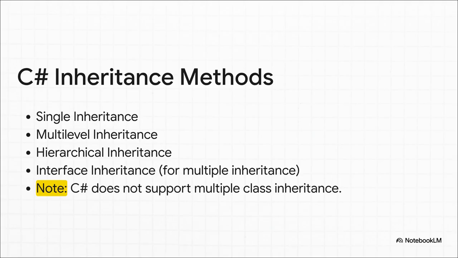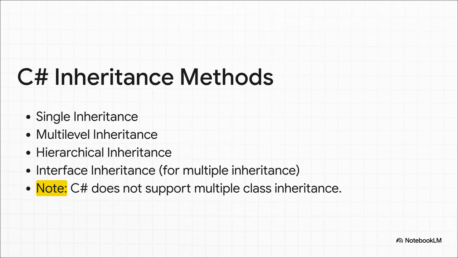So inheritance is this awesome concept that lets us build on work we've already done. For instance, you could define a general vehicle class, right? And then you can create a car class that just inherits everything from vehicle, because a car is a vehicle. It saves a ton of work. Now, as you can see here, C# has a rule. A class can only inherit from one parent.